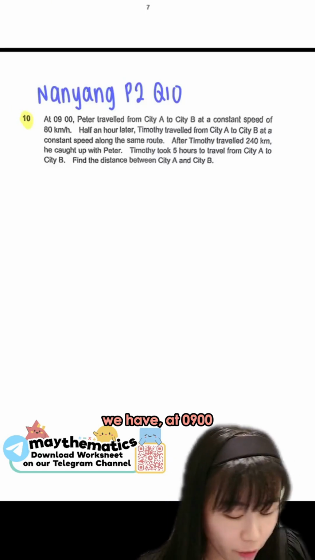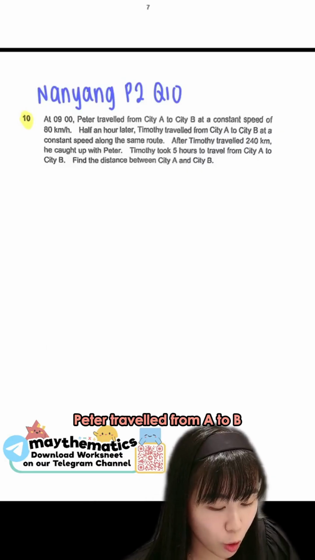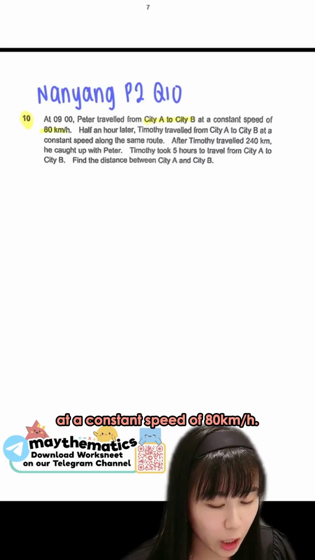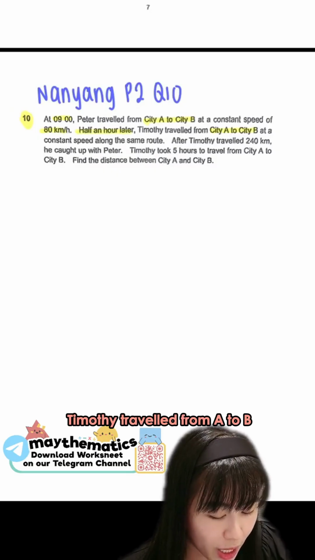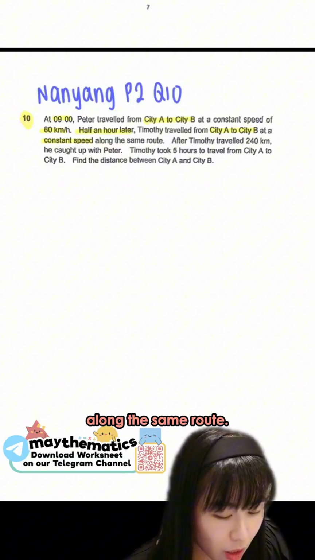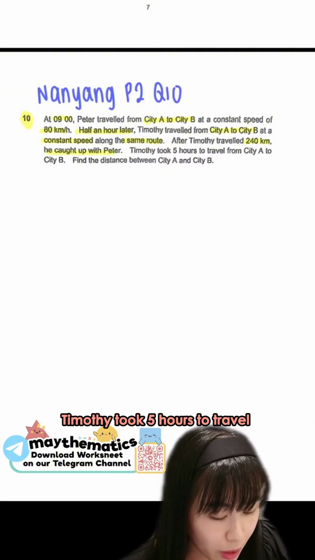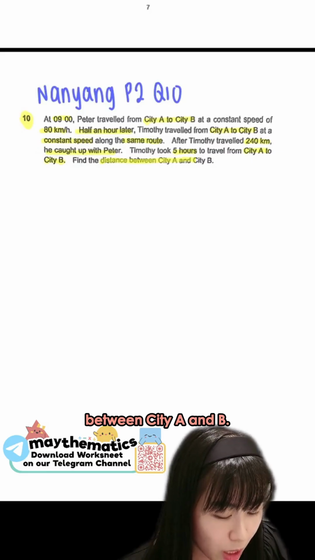Okay, so question 10. At 0900, Peter traveled from A to B at a constant speed of 80 km per hour. Half an hour later, Timothy traveled from A to B at a constant speed along the same route. After Timothy traveled 240 km, he caught up with Peter. Timothy took 5 hours to travel from city A to B. Find the distance between city A and B.